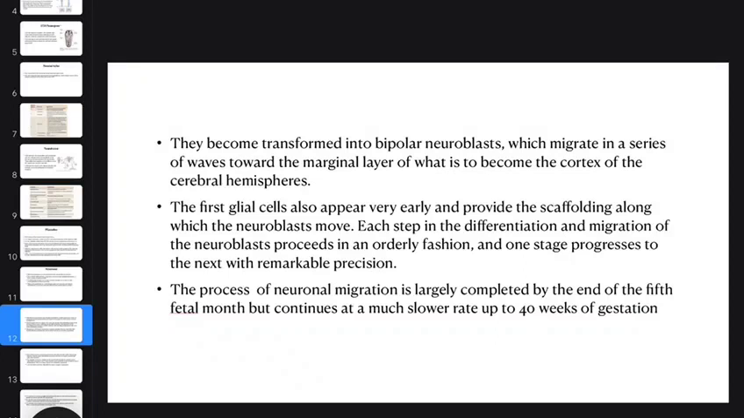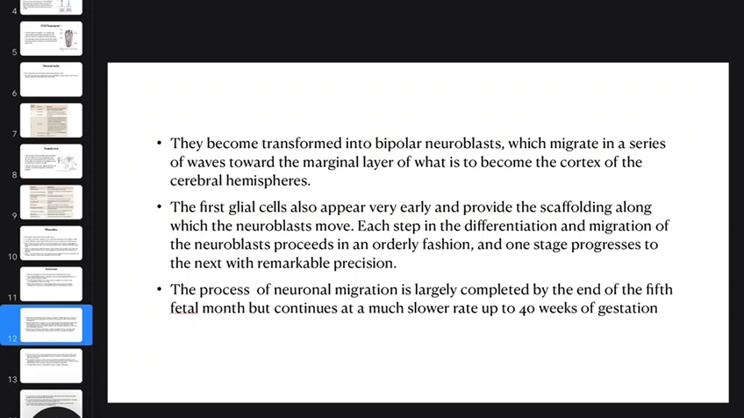They become transformed into the bipolar neuroblasts, which migrate in a series of waves towards the marginal layer of what is to become the cortex of the cerebral hemisphere. The first glial cells also appear very early and provide the scaffolding along which the neuroblasts move. Each step in the differentiation and migration of the neuroblasts proceeds in an orderly fashion, and one stage progresses to the next with remarkable precision.